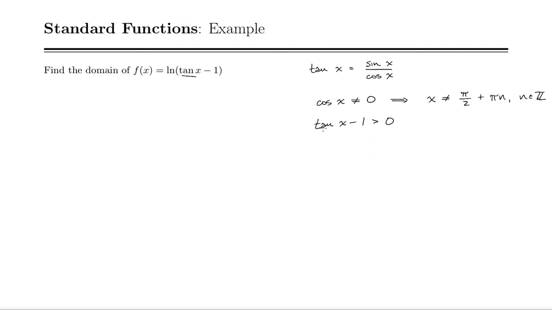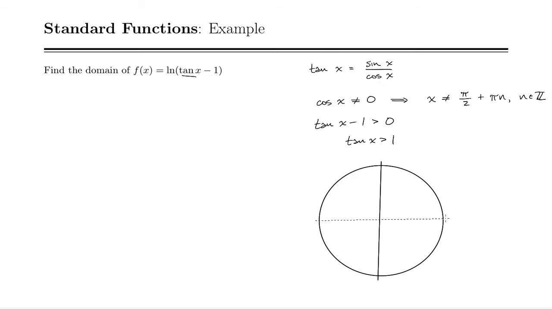And then we've got here tangent of x minus 1 has to be greater than 0. In other words, tangent of x has to be greater than 1. And we need to figure out when this happens. So first of all, notice it's positive. I'm actually going to draw a quick unit circle just so we can get some intuition about this. So tangent is equal to 1 at pi over 4 and at 5 pi over 4.